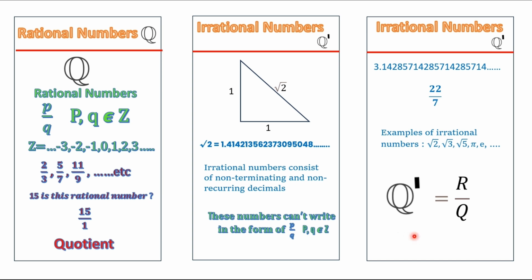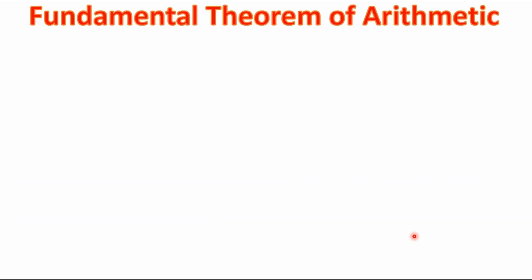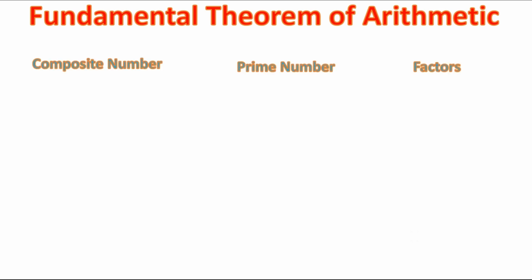Okay, now we know about the real numbers, right? Now we will see the fundamental theorem of arithmetic. Before learning the definition of the fundamental theorem of arithmetic, we need to learn about three terms: factors, prime numbers, and composite numbers. First, we will see what factors are. The numbers that divide a number completely are called the factors of that number. For example, 5. What numbers will divide 5 completely?